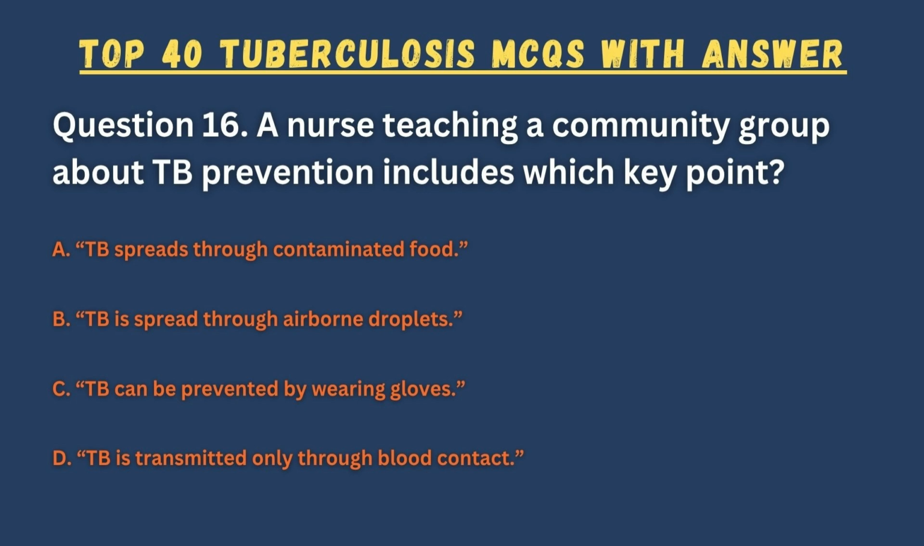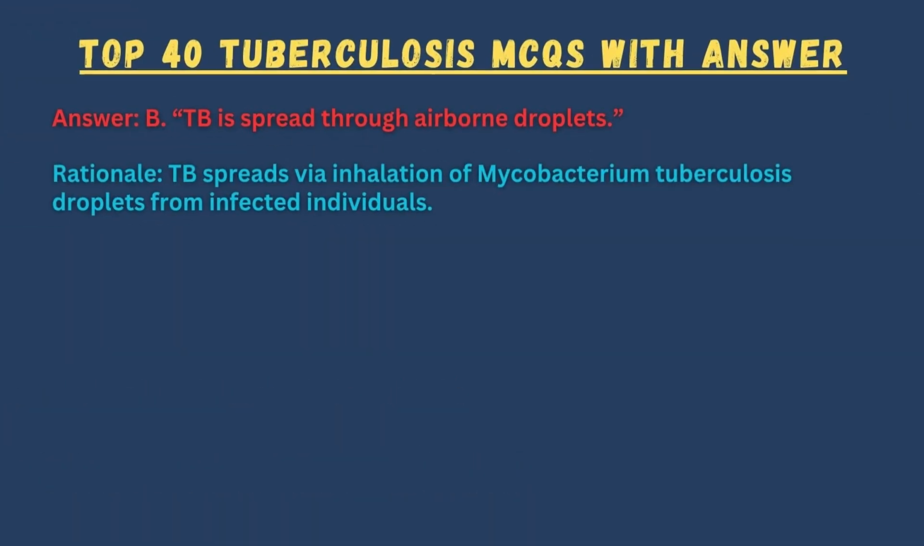A. TB spreads through contaminated food. B. TB is spread through airborne droplets. C. TB can be prevented by wearing gloves. D. TB is transmitted only through blood contact. Answer B. TB is spread through airborne droplets. Rationale. TB spreads via inhalation of Mycobacterium tuberculosis droplets from infected individuals.